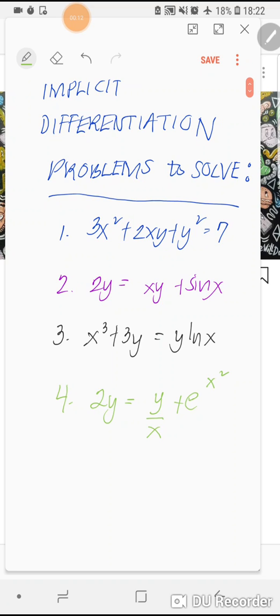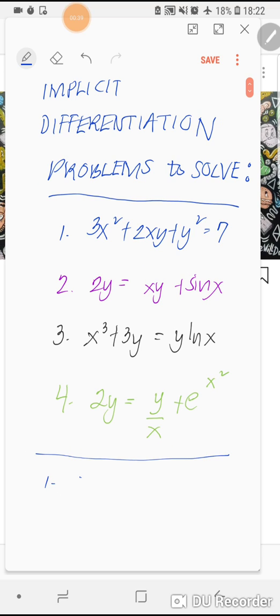Contrary to how explicit differentiation is done, implicit differentiation would still employ the same process, but we just have to take greater note that the y changes with respect to x. So let's first solve number 1.